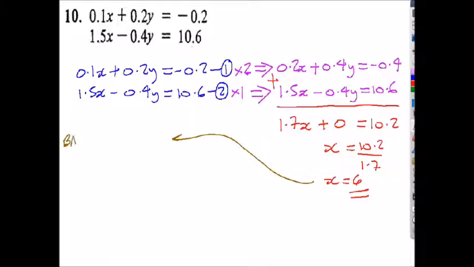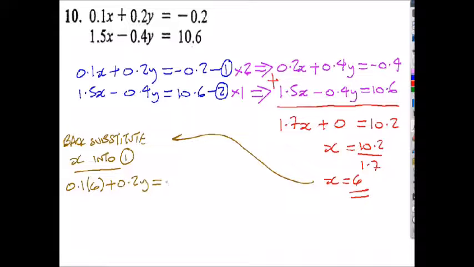Back substituting x into, choose any equation we like here, I'll go equation 1. So 0.1 multiplied by 6, x is 6, add to 0.2y is equal to negative 0.2. Then put the value of 6 into the equation. So we get 0.6, add to 0.2y, and that's equal to negative 0.2.